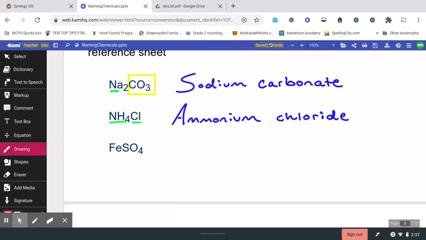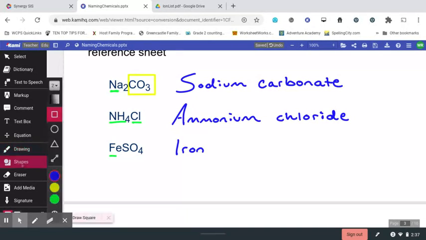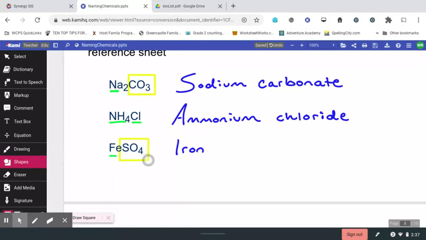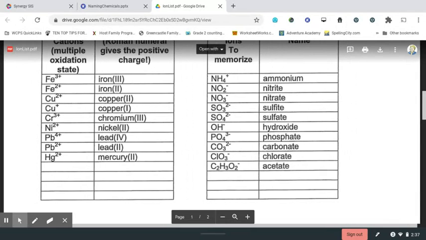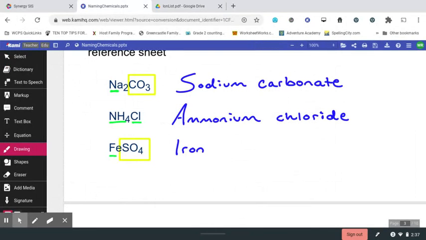Now in this one, Fe is iron. We know iron is a transition metal, and transition metals can have more than one charge. So we've got to figure out what charge we're dealing with here. Before we try to guess the Roman numeral, highlight the SO4. You're going to find SO4 right here, and SO4 is sulfate. So we're going to write sulfate here.